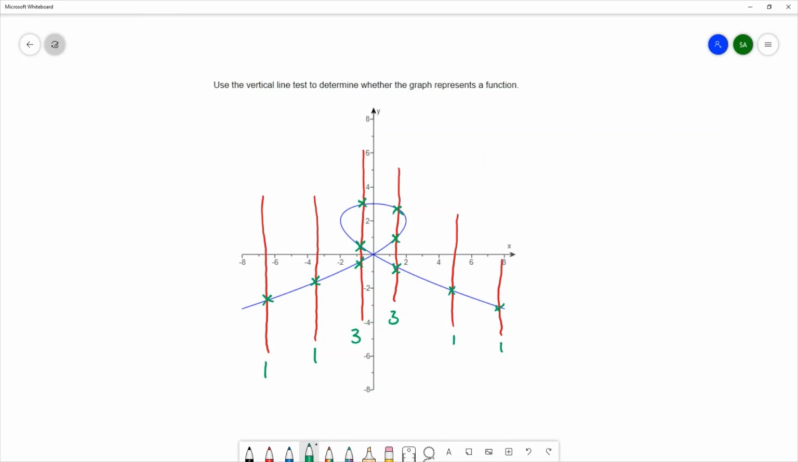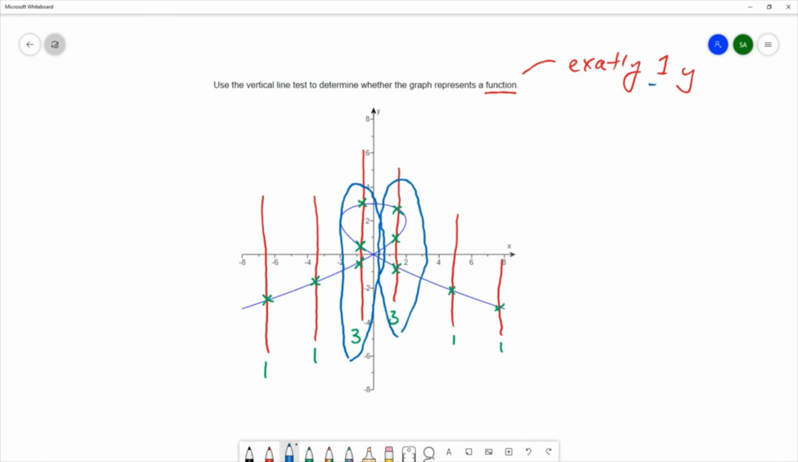And what we want for something to be a function, we want to have exactly 1 y value. That's the definition of a function, that every x has exactly 1 y. So when we have these situations where the vertical line will cross the graph in more than 1, we'll say 1 because we're looking for exactly 1.